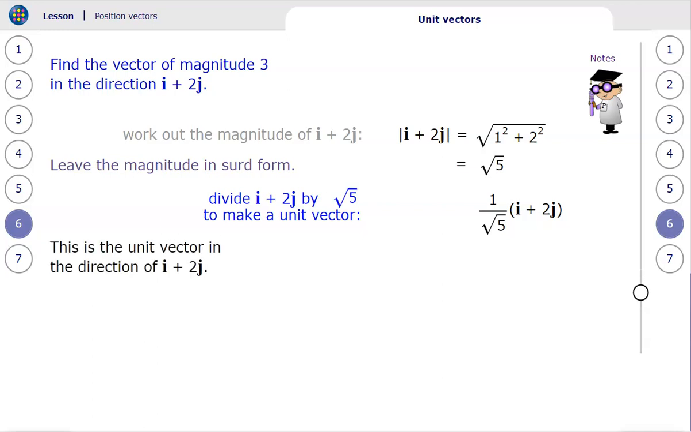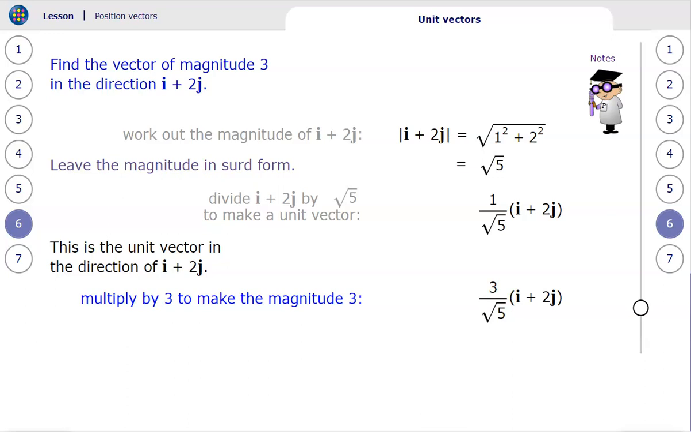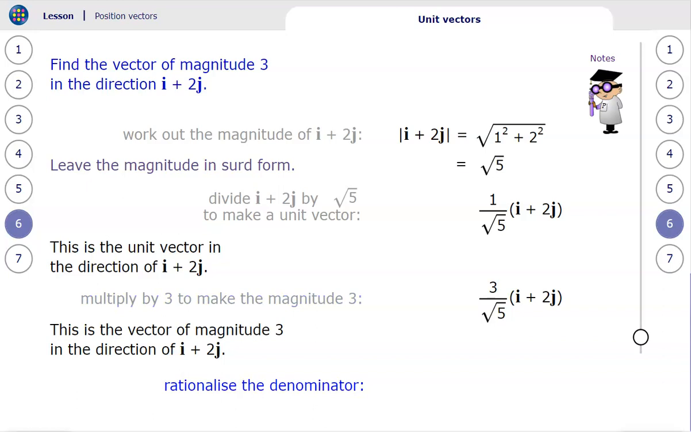Now, if we want it to be of magnitude 3 and in the same direction, all we have to do is to take that unit vector and multiply it by 3. This leaves us with a number that has an irrational denominator, so we can rationalize that denominator and we'll end up with this vector over here.